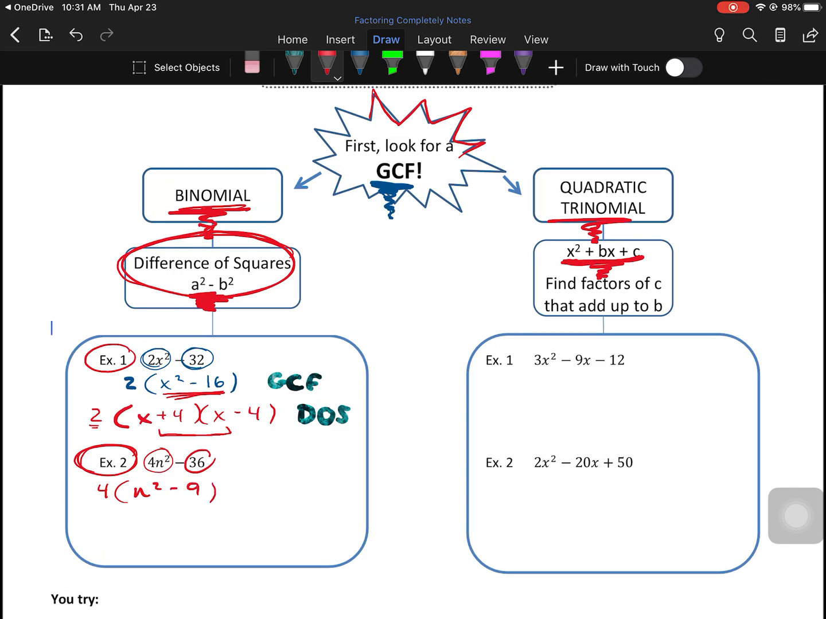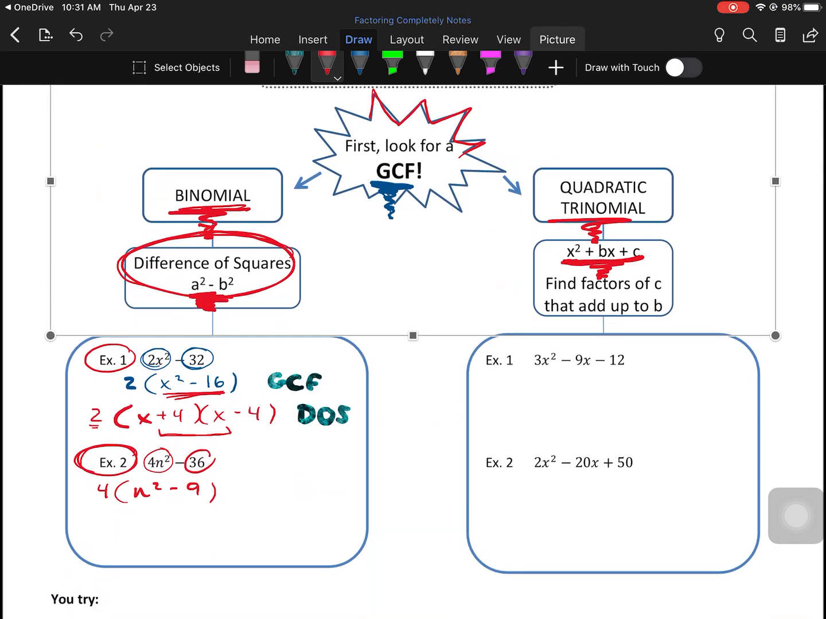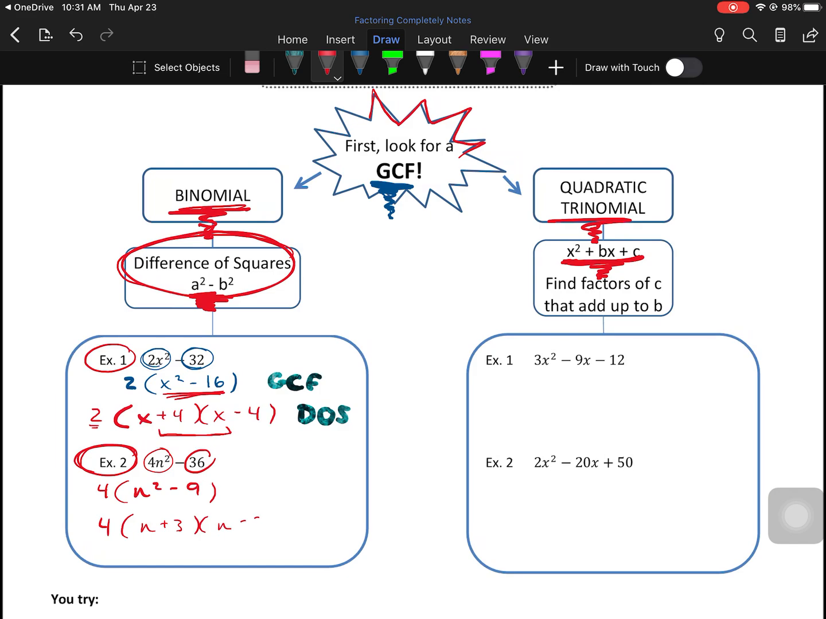And you should notice now that you have a difference of squares. So when I write out my answer for this one, we're going to have 4 times n plus 3 and n minus 3, because when we factor this difference of 2 squares, we take the square root of n squared and we take the square root of 9 and they have opposite signs.